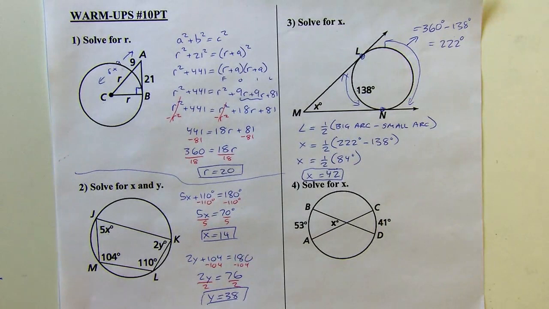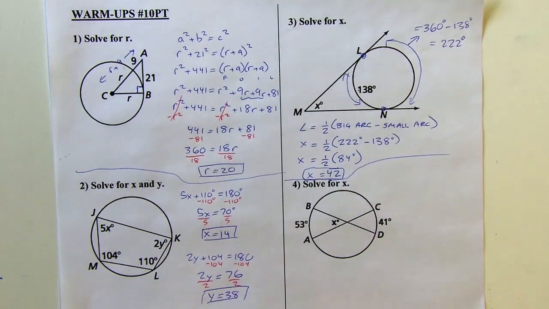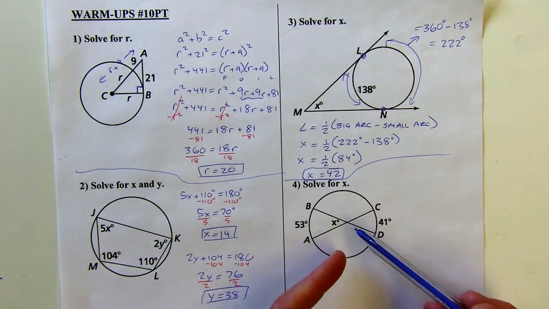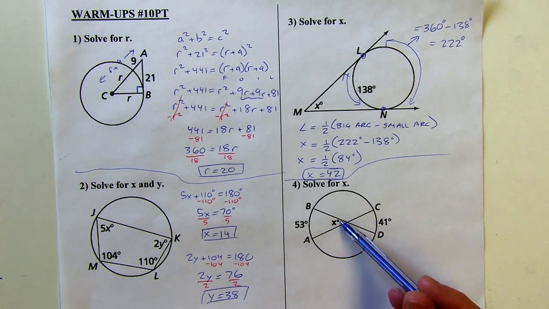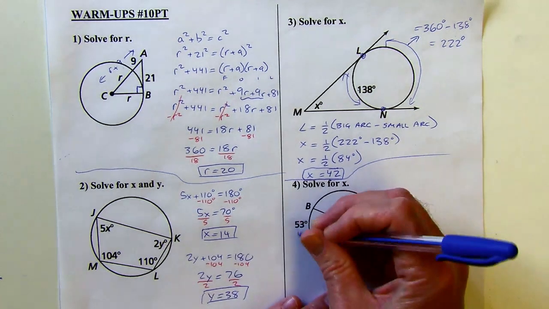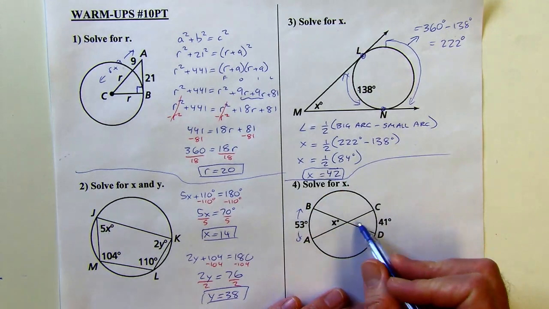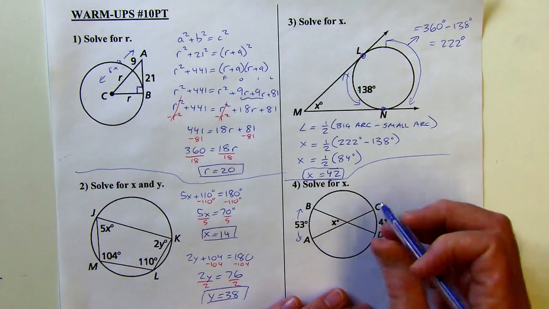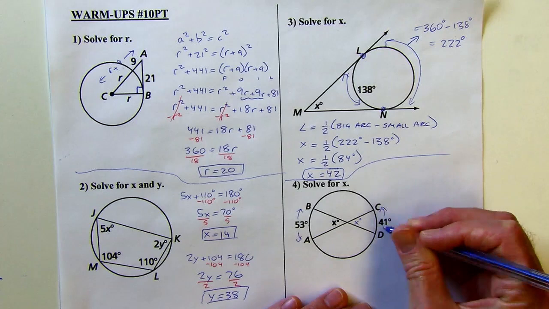All right, last one. We're going to solve for x here. I've got two chords that meet inside a circle. When that happens, there's also a relationship between the angles and the arcs that are intercepted. So this angle intercepts this arc. And if you think about it, we've got vertical angles here. So if this one is x, this one is going to be x as well. So x also intercepts this arc.